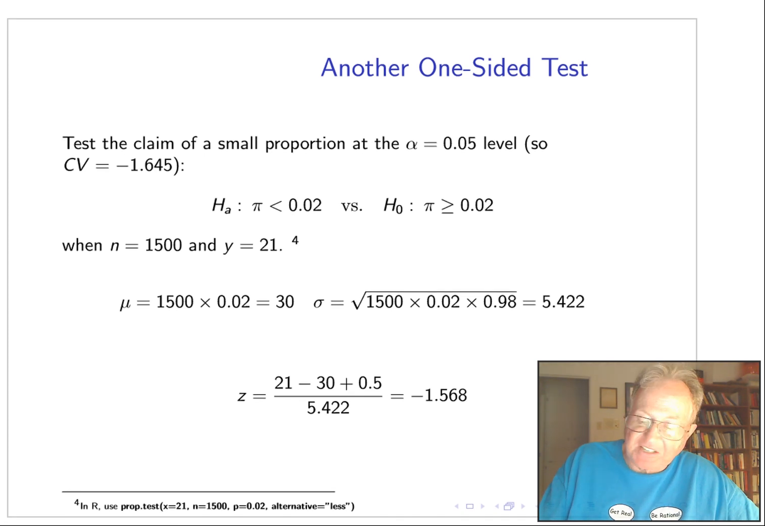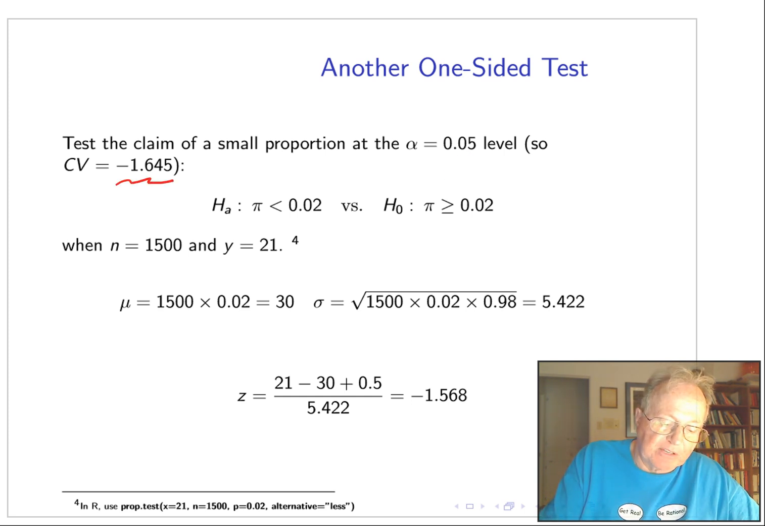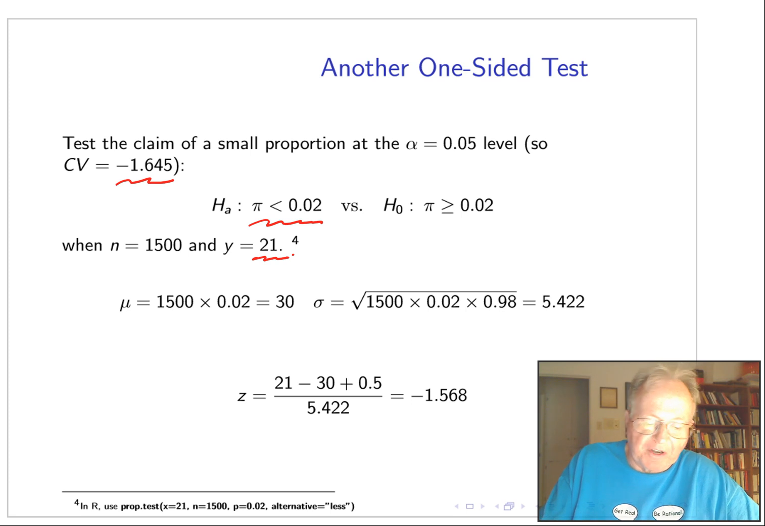The one-sided test, of course, works in the other direction. We're going to look for a claim of a small proportion, again at the 5% level. So the critical value is 1.645, but this time it's negative. We're going to look at a very small proportion, 2%. That's our claim. Maybe that's coronavirus fatalities. And we'll look at a sample size of 1,500, and the number of events is 21.